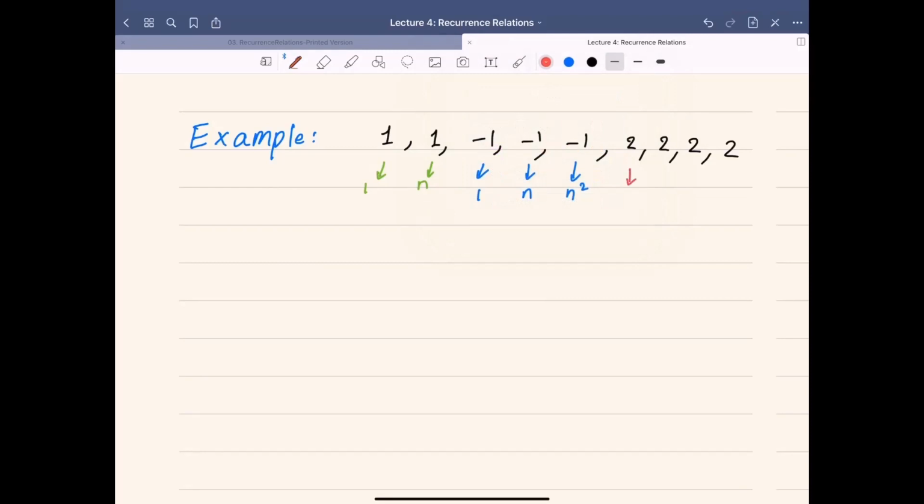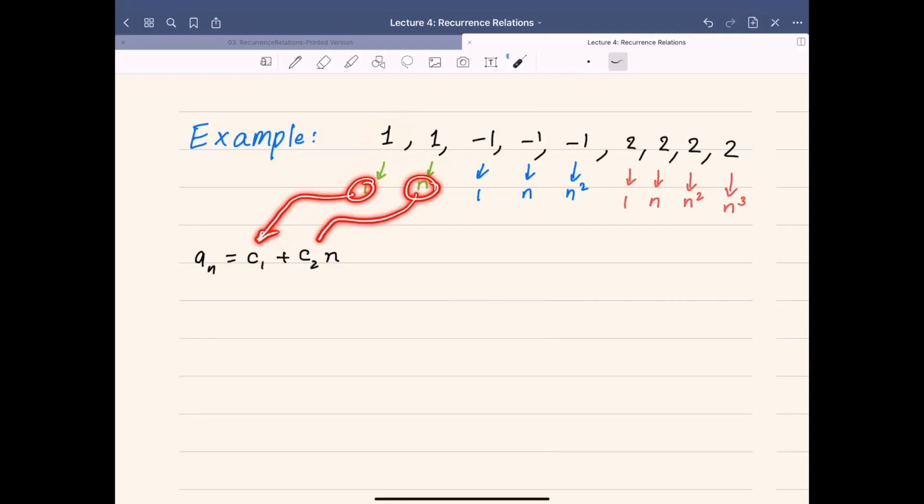For the last one, this will be 1, this will be n, this will be n squared, and this will be n raised to power 3. As you notice, the power is increasing starting from 0. So what is the general solution? You multiply each root by a constant and raise it to power n. The first one will be c1 multiplied by 1 multiplied by 1 raised to power n, plus c2 multiplied by n. Because 1 raised to power n is 1, we multiply the first one by 1, and we multiply the second one by n.